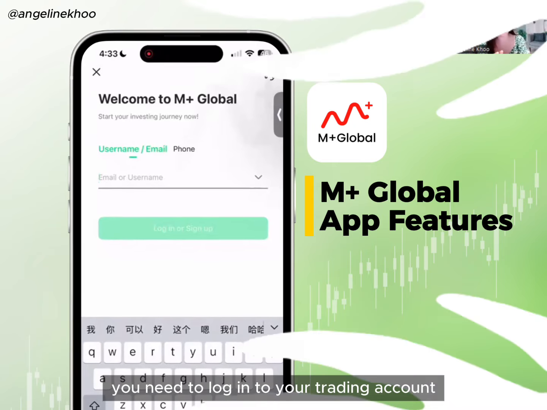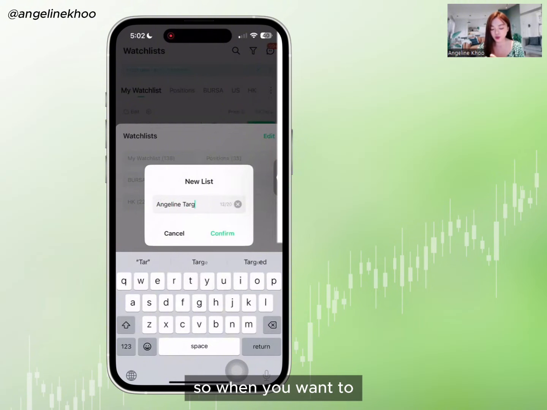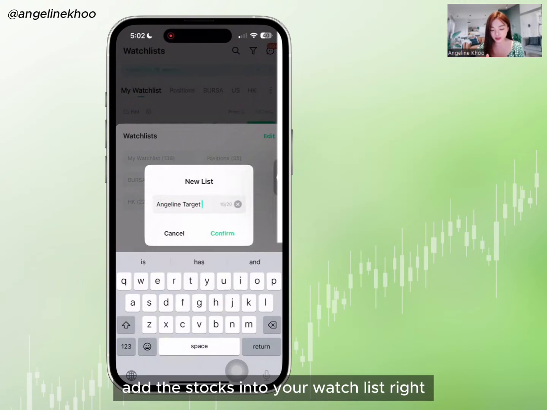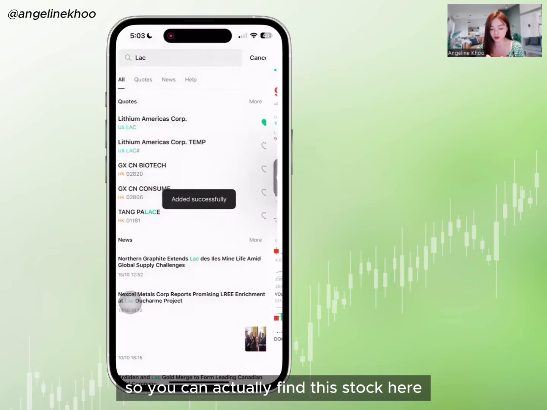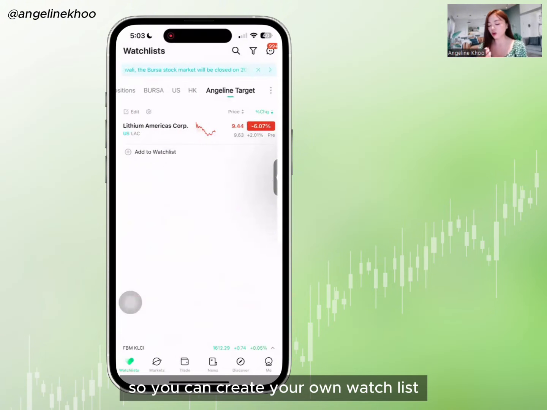So you can see the three dots here, the hamburger bar or the three dots. So you can add your own watch list. So maybe like Angeline target list. Then you can have this. So when you want to add the stocks into your watch list, maybe I put LAC. So these are the stocks that I actually made money on, not a few days back. Okay. So I put LAC. Then I can add this to Angeline target list, and then I press confirm. So you can find this stock here, Angeline target list, LAC, the Lithium Americas here. Okay, so you can create your own watch list.